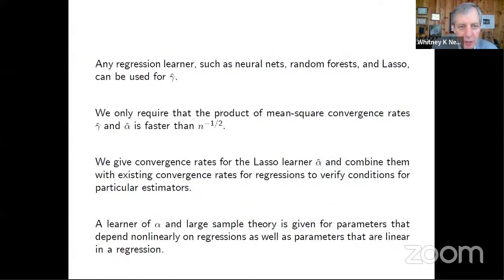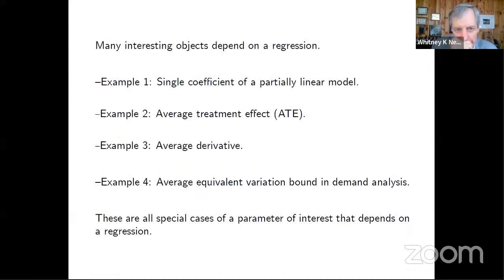Switching the kind of notation a little bit, it's a little bigger and a little faster. So many interesting objects depend on a regression, and we've seen two examples of these. The single coefficient of a regression, what we call a partial linear model: you have a lot of covariates and you're interested in one coefficient. Okay, we did that. That was example one.